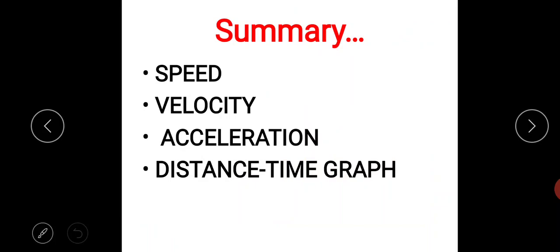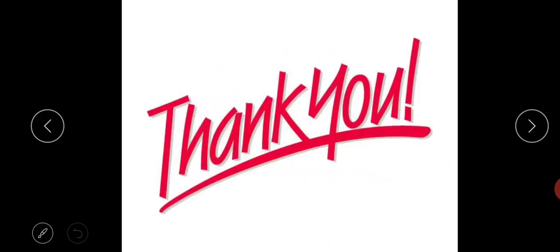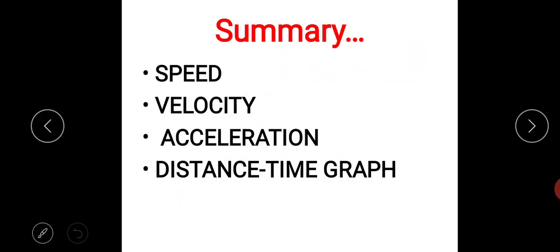So in today's class we have discussed speed. What is speed? Rate of change of distance in unit time. The SI unit is meter per second. What is the formula, children? Distance traveled by time taken. And for velocity, the rate of change of displacement we call velocity, and the unit is meter per second. The formula is velocity is equal to displacement by time taken.